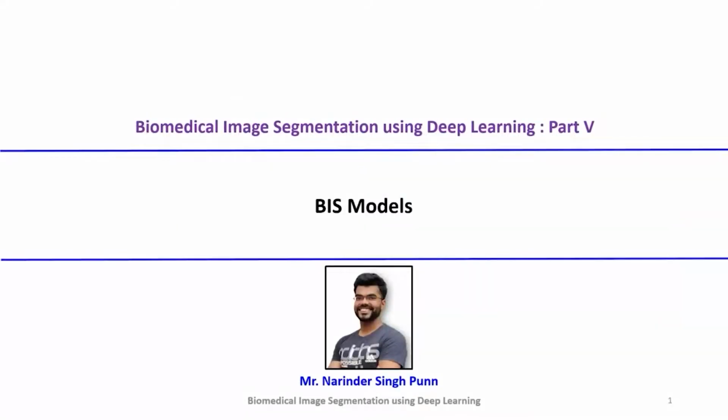Greetings everyone. Now we will begin with our fifth section, which covers various biomedical image segmentation models. In the earlier section, we have seen that the UNET model is very widely utilized for biomedical image segmentation. And now we shall see some details about the UNET model, its disadvantages, and different types of UNET-based models.